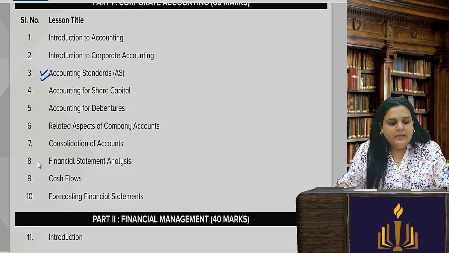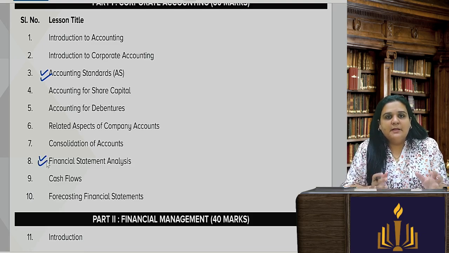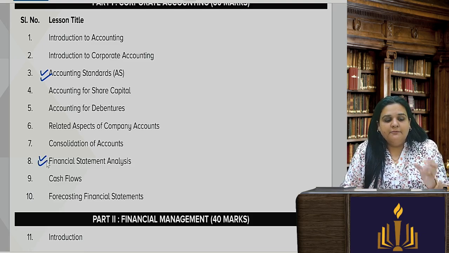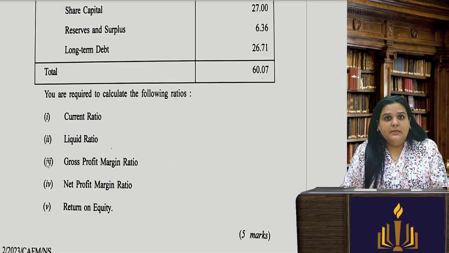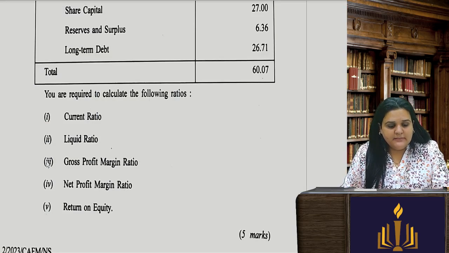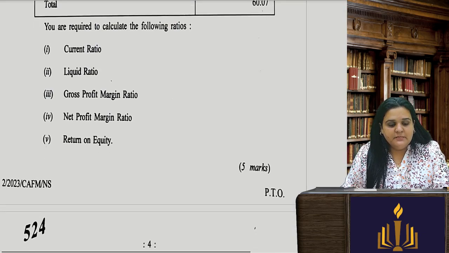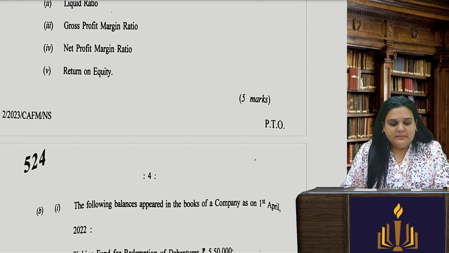Financial statement analysis: once the statements are prepared, how you do the analysis is taken up from this particular chapter. I have done all these sums in great detail with a lot of practice of similar sums. For 5 marks they have asked this question.